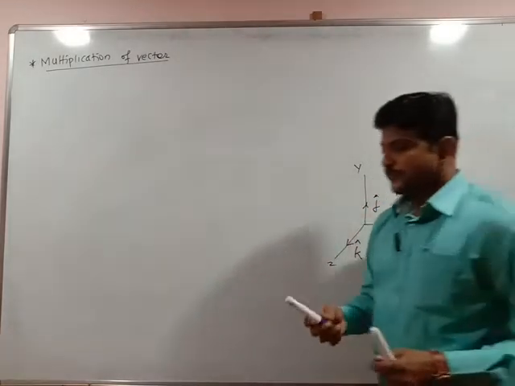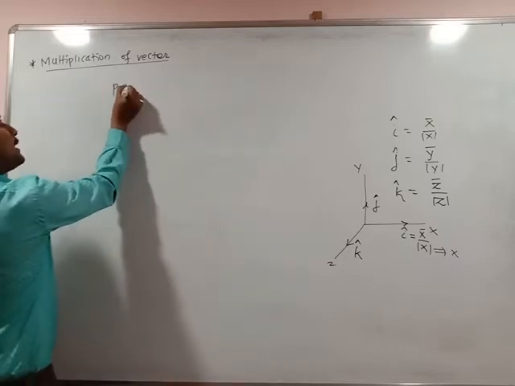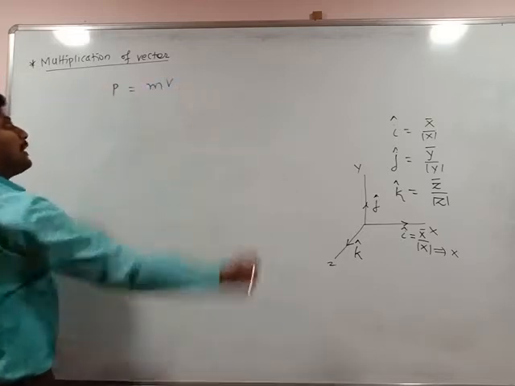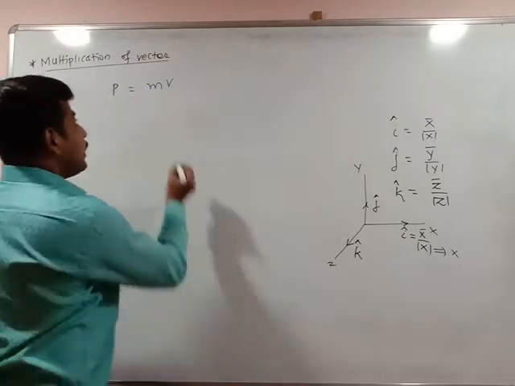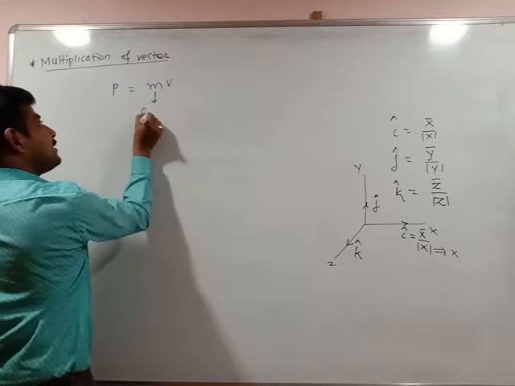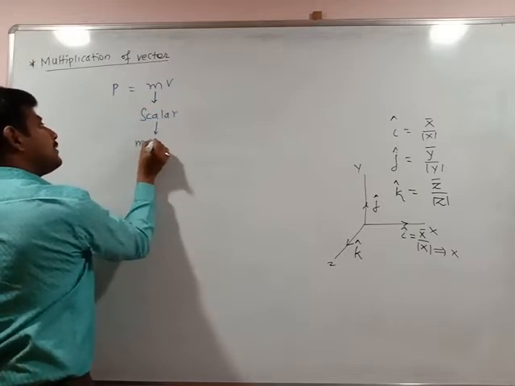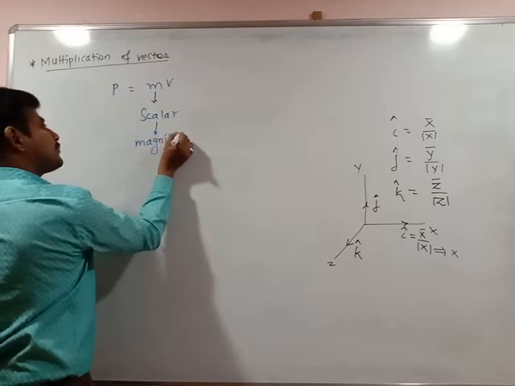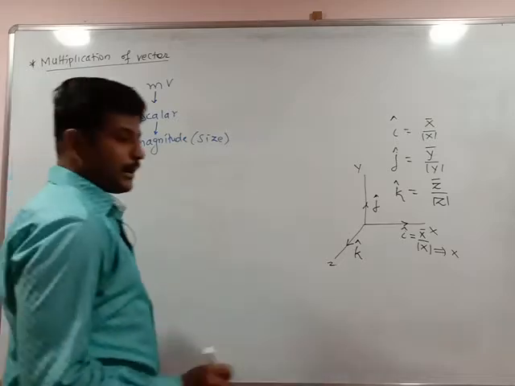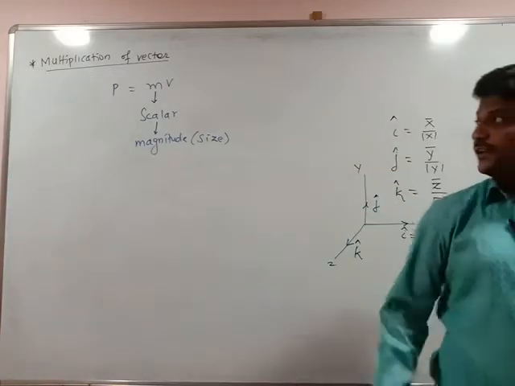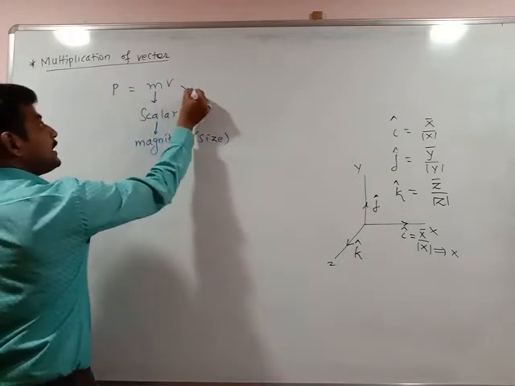As we know, for multiplication of vectors, suppose momentum is nothing but mass into velocity. Which quantity is mass? It is a scalar. Why is it a scalar? Because mass has only magnitude, it shows the size of the object. So it is said to be a scalar because it has a magnitude.